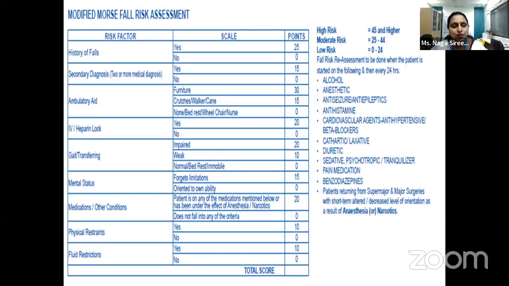And you all know the modified MODS fall risk assessment, which is very, very important. In this, all these parameters are very important.